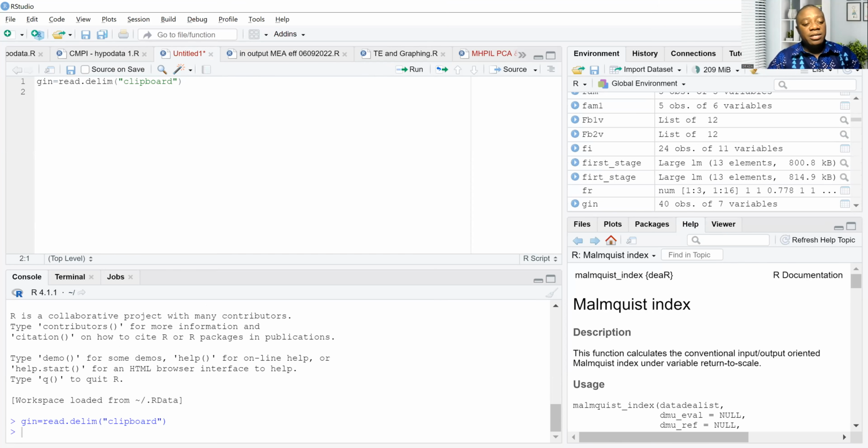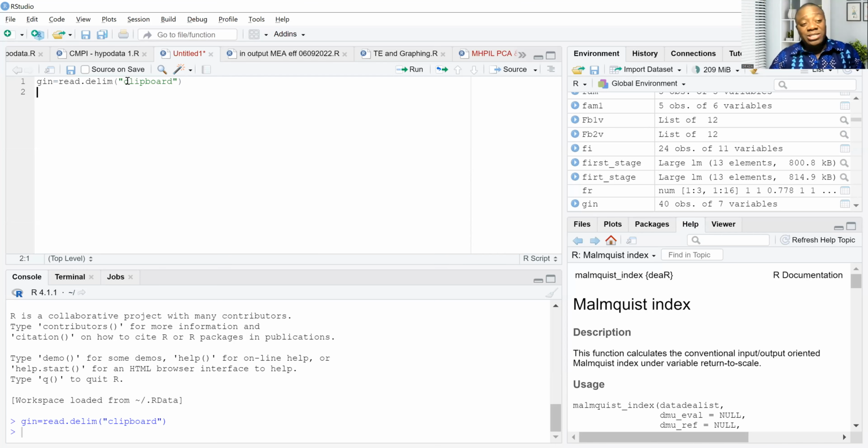When you click run and you come down to the console down here, you will see that the name of the data you typed has been written in blue. That means the data has been loaded. Those of you who have already typed all of these commands, once you've done the copy, you come here, click on the name and run.